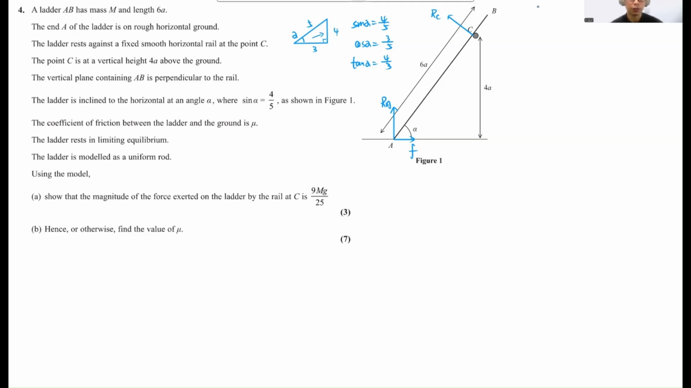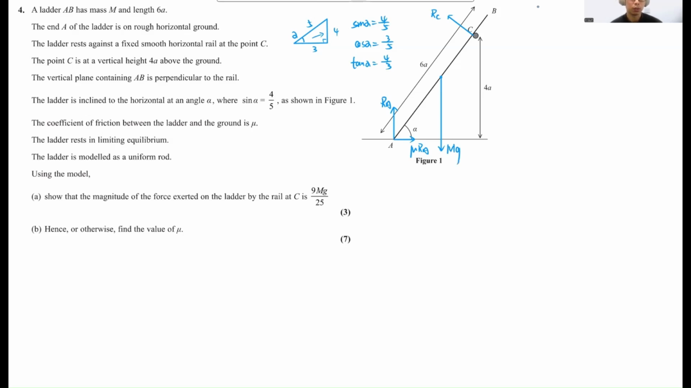And then the coefficient of friction between the ladder and the ground is mu. The ladder rests in limiting equilibrium. So if it's limiting equilibrium, the friction should be the maximum friction, which means the friction is equal to mu RA. And then the ladder is modeled as a uniform rod. So if it's a uniform rod, that means the weight should be right in the middle. So let's draw a line perpendicular down. That would be mg, the weight.